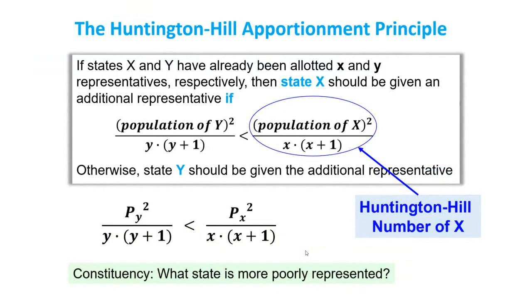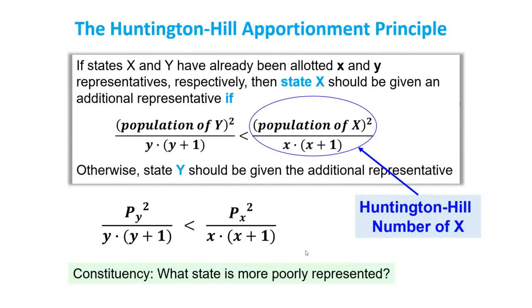From the mathematical point of view, the Huntington-Hill method, the so-called apportionment principle, generalizes the apportionment criterion. That's why we study the apportionment criterion. It's like using the geometrical average for constituencies, but we don't care about the mathematical part of this.